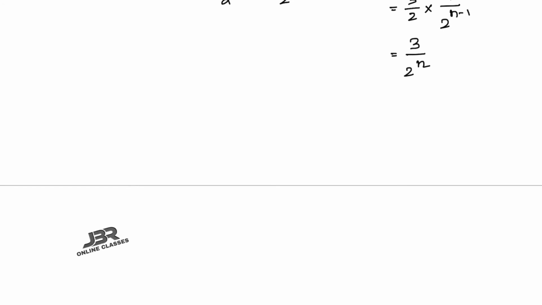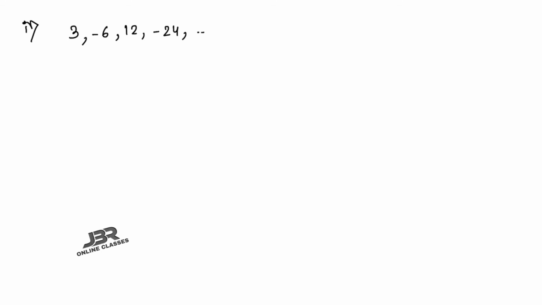Okay, now the next one, number 4. Find the sixth term from the end of the sequence. Write down the sequence first: 3, minus 6, 12, minus 24, and so on, and the last term is 12288. So a equals 3, r equals minus 6 by 3, that means minus 2, and l equals 12288.